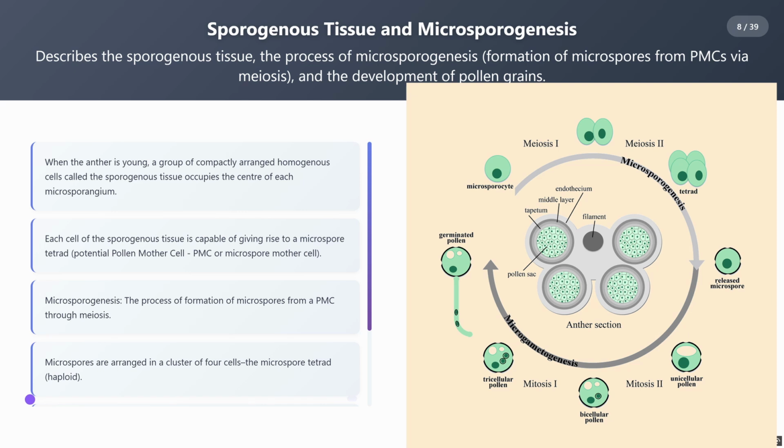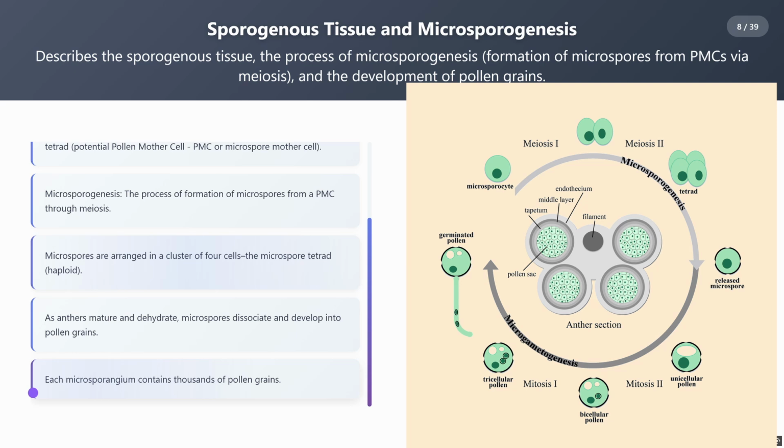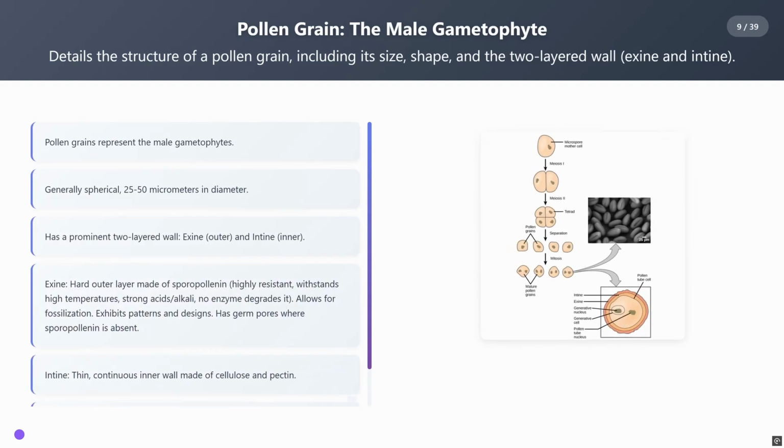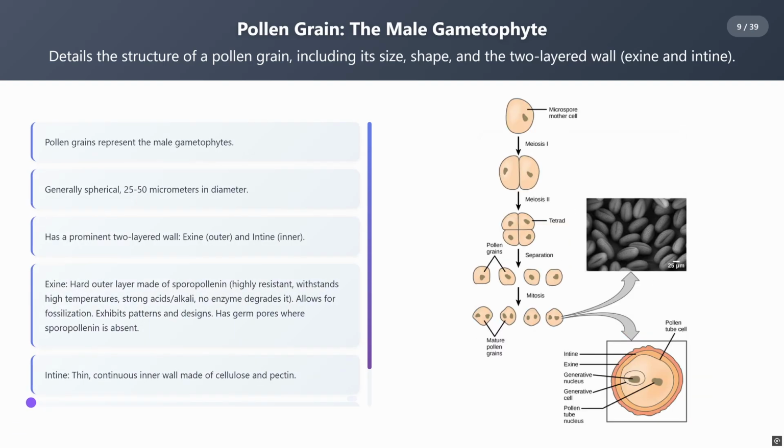Exactly right, haploid. And as the anthers mature and dry out a bit, these microspores separate from each other in the tetrad, and each one develops into a pollen grain. Inside each microsporangium, you get thousands upon thousands of these microspores, or pollen grains, formed, all ready to be released when the anther finally splits open.